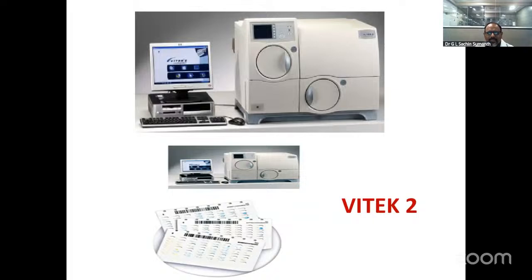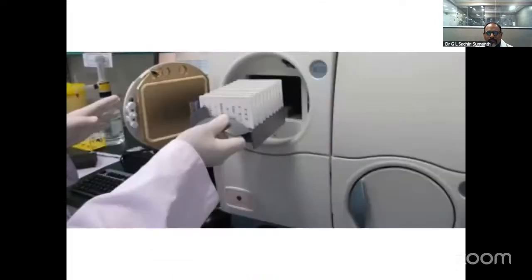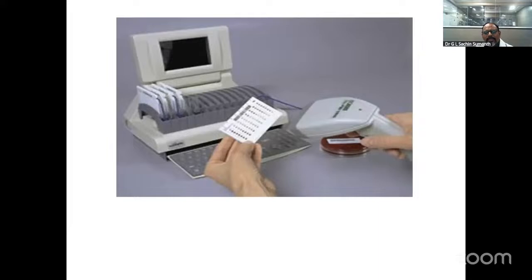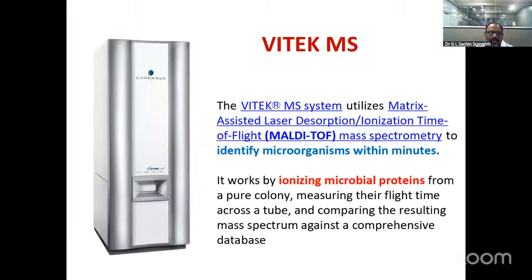Even in Nandyal, we have this VITEK 2 Compact system, where we put the culture that we have got from the sample, keep them in the tubes, and put the cards. There are separate cards for gram-positive organisms and gram-negative organisms. So we specifically select those cards and put them in the machine, and immediately it gives us a report on what organism is there, and which antibiotics are susceptible and which are resistant for that particular isolate.